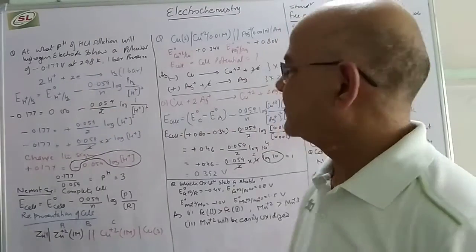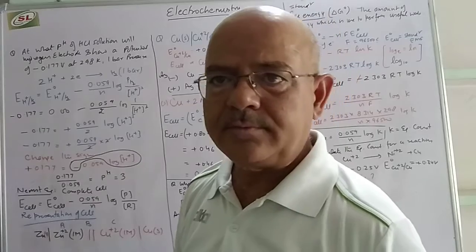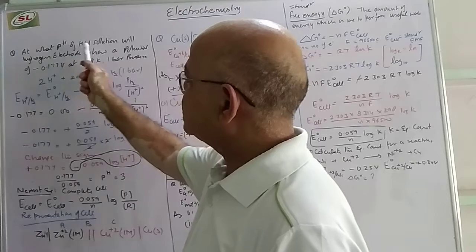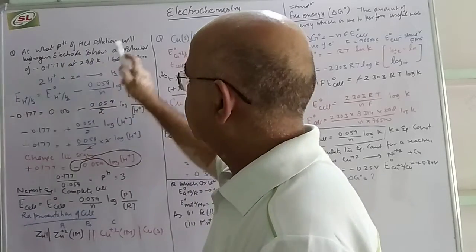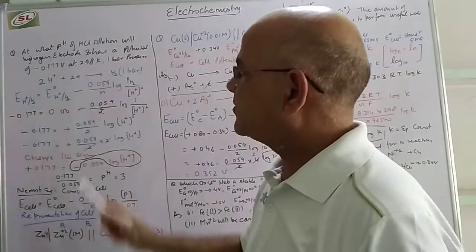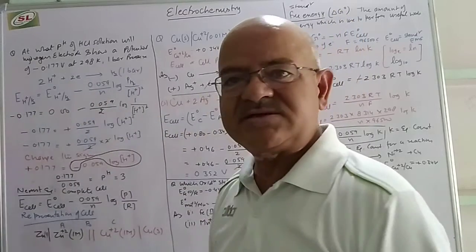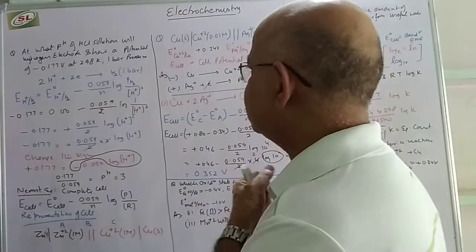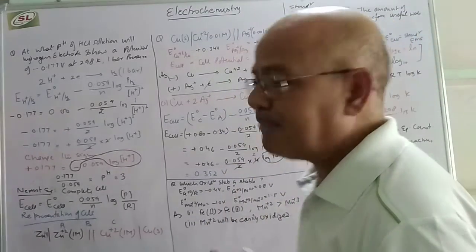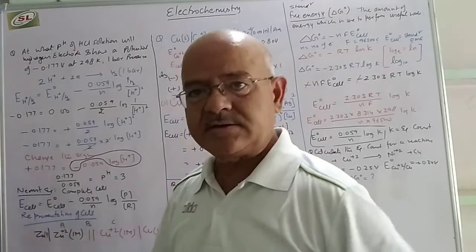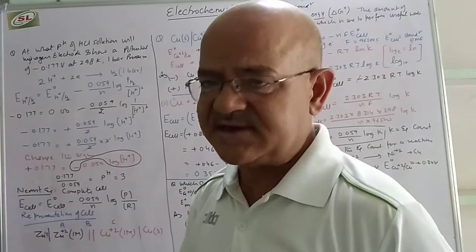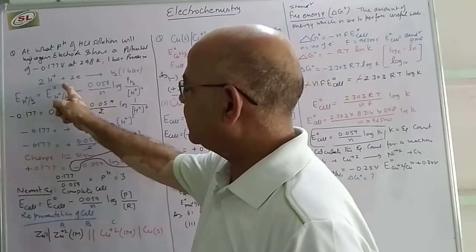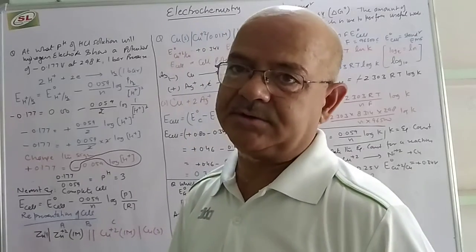So here is one numerical we will do based on the Nernst equation. At what pH of HCl solution will hydrogen electrode show a potential of minus 0.177 volts at 298 Kelvin temperature and 1 bar pressure? Here once again I want to suggest that if the single electrode is given, then you have to write down the reduction reaction.